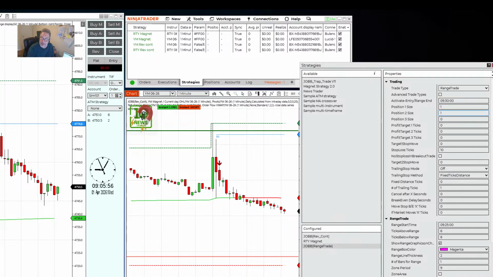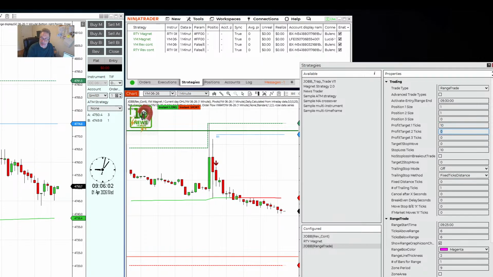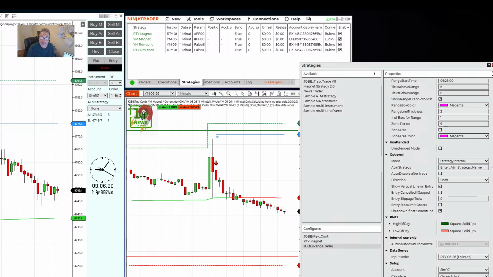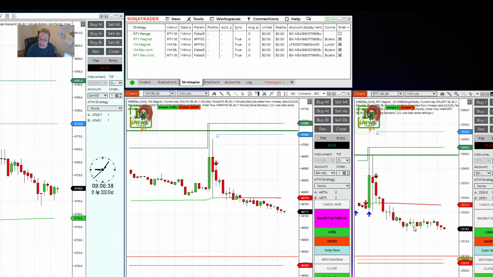Position 1 is a 1, position 2 is a 1, target 1 is 10, target 2 is 20, target 1 stop move is BE, our stop is 35, and then we are trading it funded. Label it RTY range, right? And choose the same account that you're trading anything else on the RTY on. Funded, apply it, okay it.